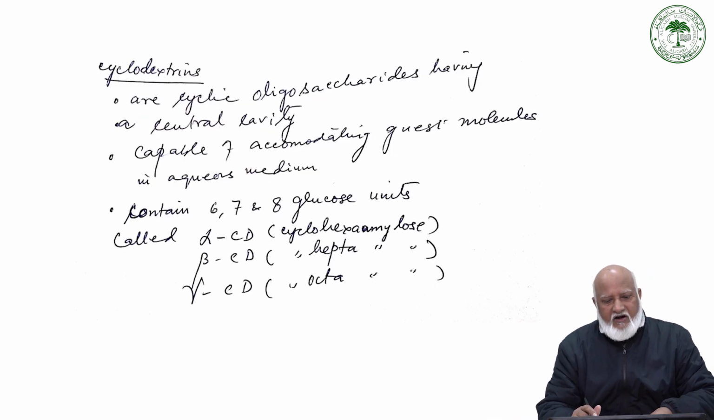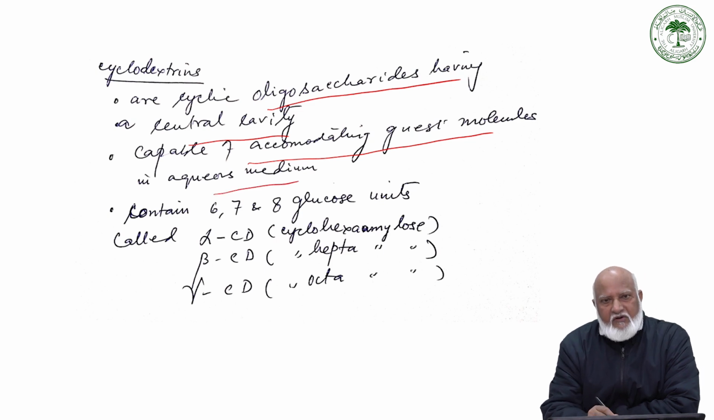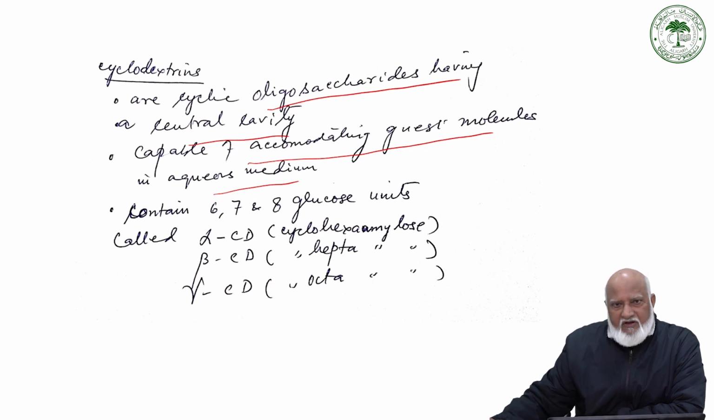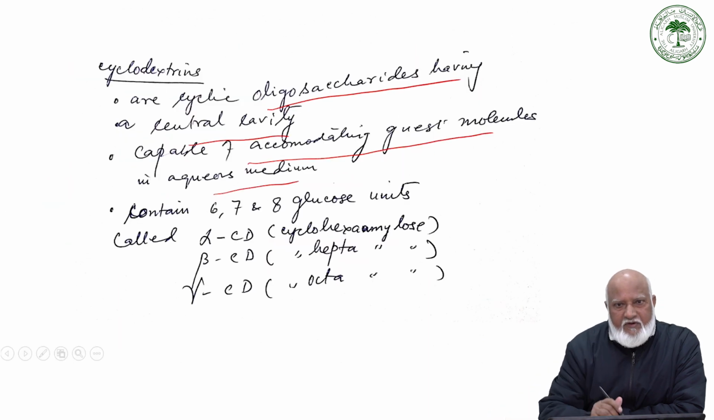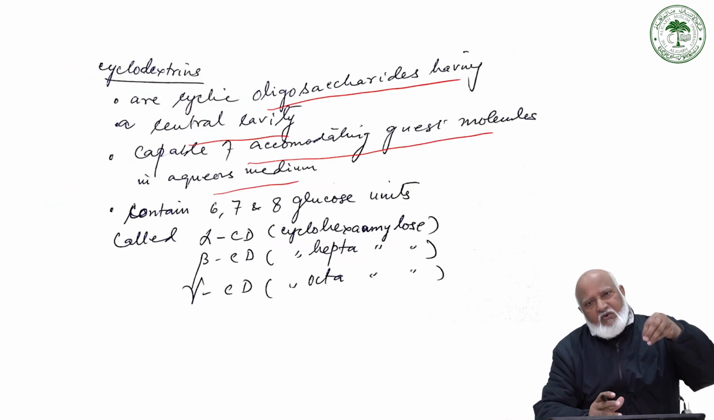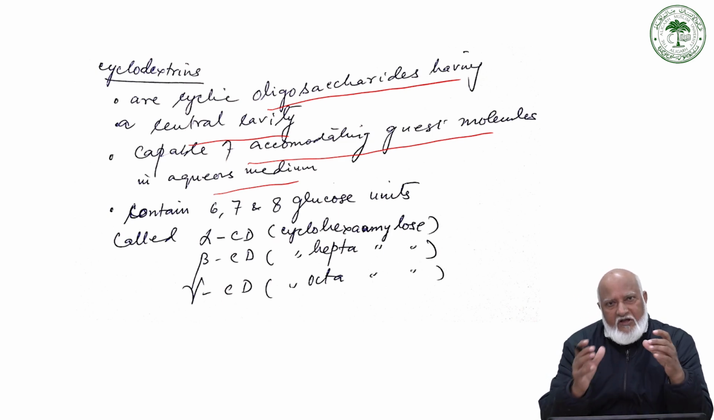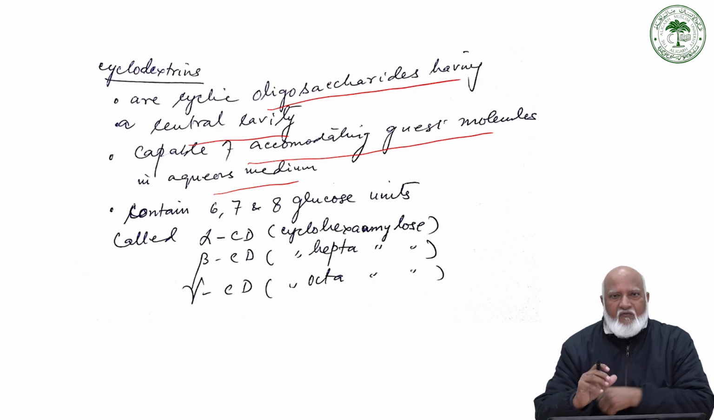So cyclodextrins are cyclic oligosaccharides having a central cavity capable of accommodating host guest molecules in aqueous medium, because cyclodextrins are soluble. So this is soluble in water, whereas the other organic compound like this ketone is not soluble in water, but slowly, just by stirring at room temperature overnight, a molecule, say for example, the benzene ring of this ketone can go inside. So beta cyclodextrin, the cavity size is such that it can very well accommodate a benzene ring, and the molecule can go inside and form a host guest complex.